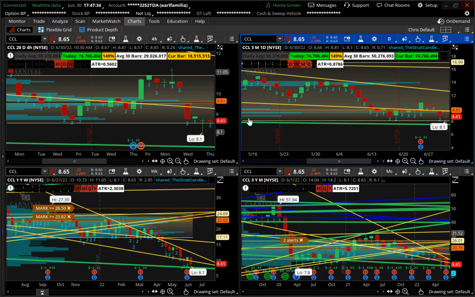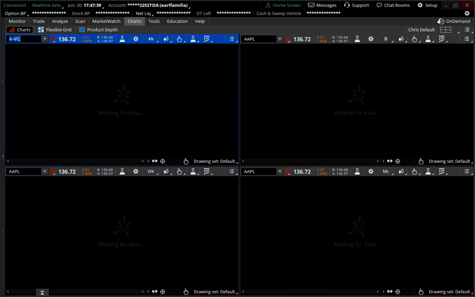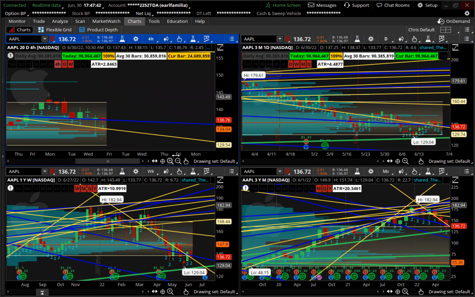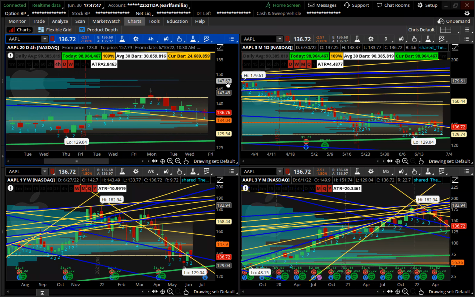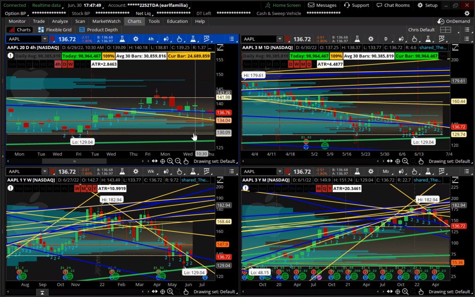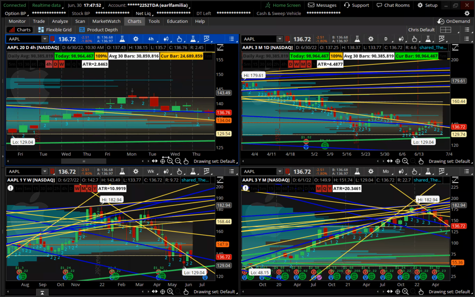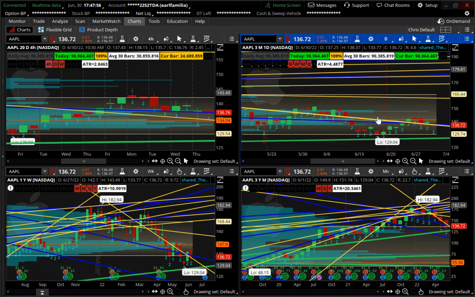Everything else is continuation. All right, we looked at Apple, but I'll run back through it again. Inside setup sitting on a monthly broadening formation. The fact that it didn't react to it that well, or didn't react to it at all, really tells me that this thing's probably just consolidating right now. It's in a downtrend already. So my expectation would be for it to continue to make its way down.